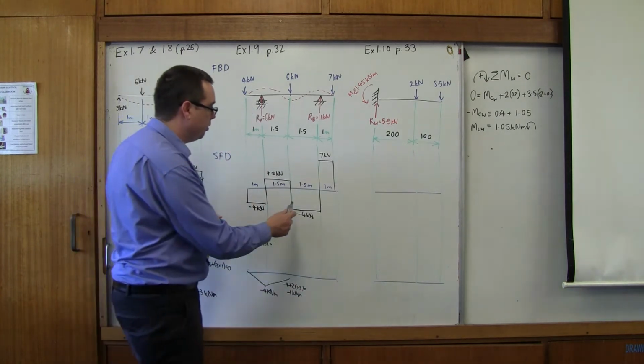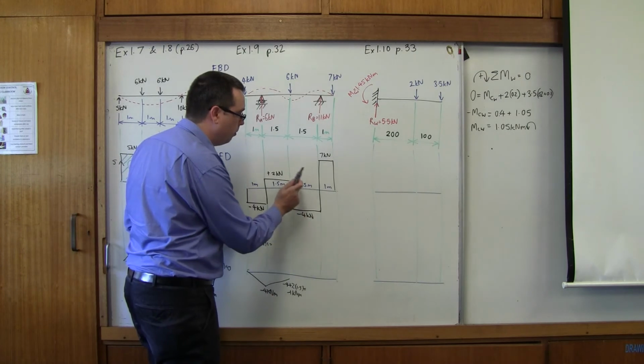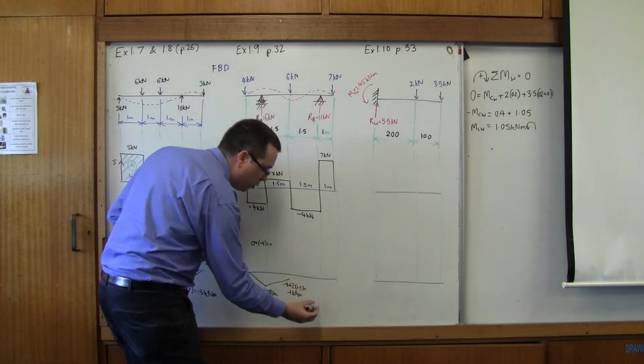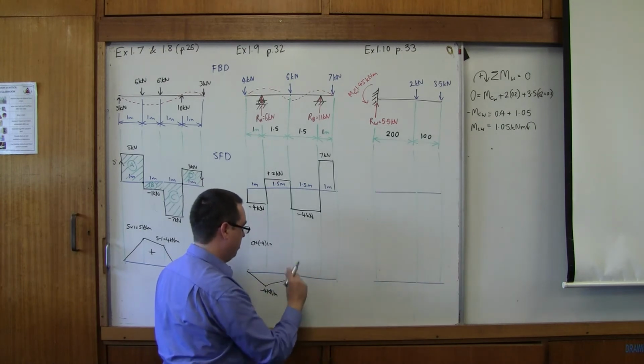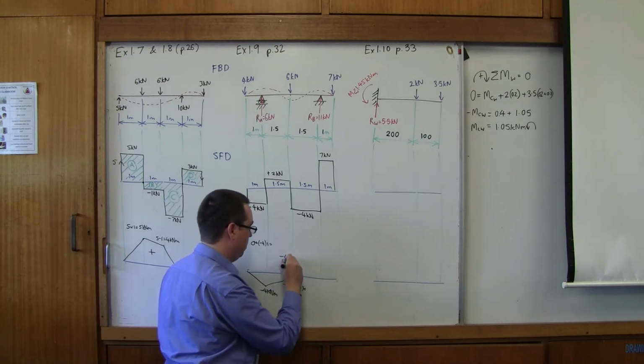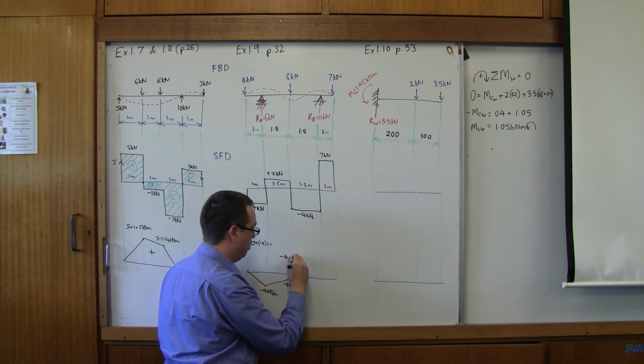Now, the next thing is we've got -4 times 1.5. So I've gone from here. I'm actually going to write it above. I'm going to put both of these above here just so I don't cross over myself. I'm going to say plus 2 times 1.5 equals -1 kilonewton meters.